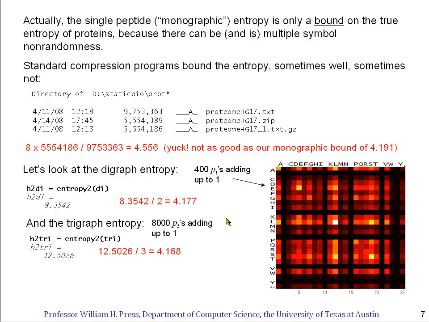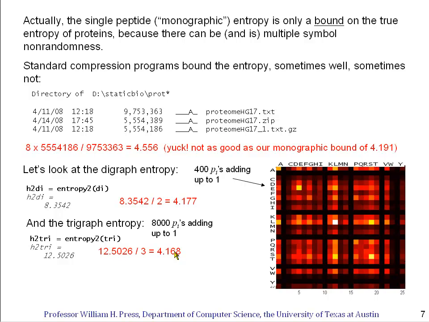Well, we can go on the same way, and we could look, I'm not going to plot it for you, at all 8,000 trigraphs and how often they occur. That's in a three-dimensional array here called tri. I run it through the same entropy function. I get that it's 12.5 something bits, but that's now encoding 3 characters. So I'm spending 4.168 bits per character. And indeed, there's a little bit, just about 1 centibit of information gained in looking at the trigraphs instead of the digraphs.